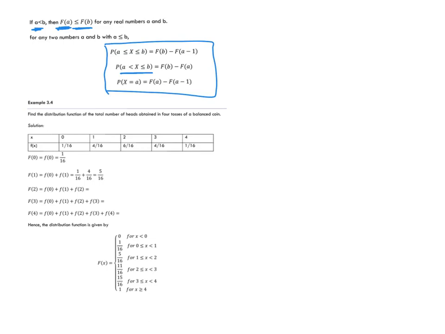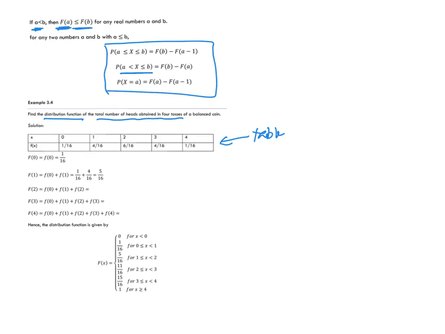So let's take a look at example 3.4. The question: find the distribution function of the total number of heads obtained in 4 tosses of a balanced coin. We only have 1 coin, but we are going to toss it 4 times. Based on the solution, I already told you how to develop this table using a tree diagram, so please refer to the previous video.